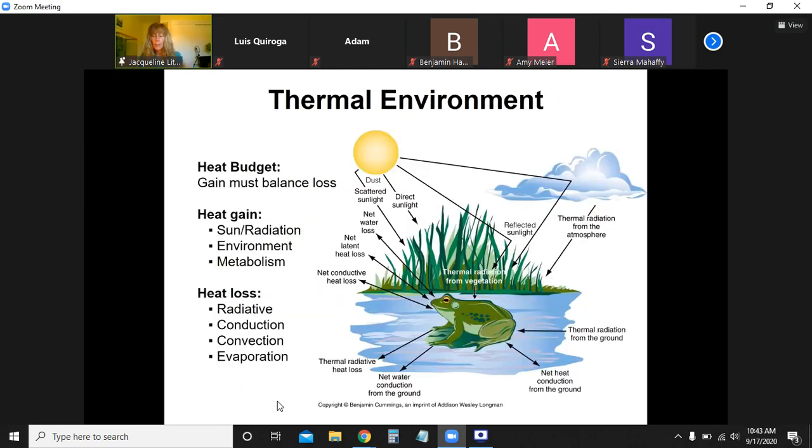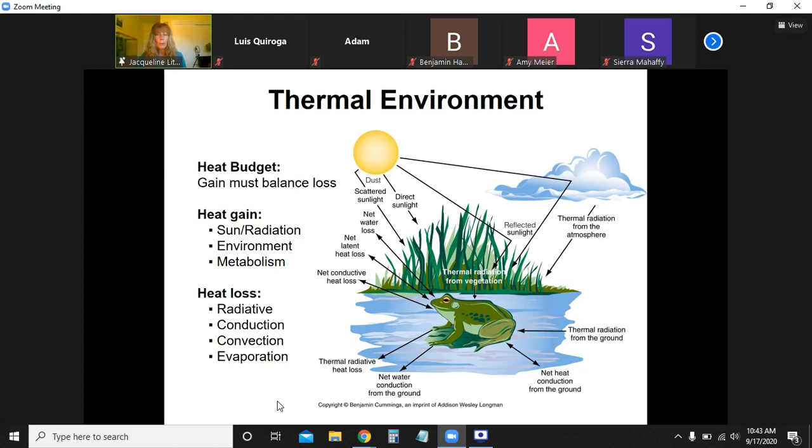Okay, and so all organisms have to maintain a balance between the energy that's in and the energy that goes out. They have to have a heat budget, right? So the gains must balance the losses. Heat energy gained and heat energy lost have to be in balance. The picture here shows you the exchange of energy between a frog and its environment. Again, a heat budget means that the thermal energy absorbed from the environment plus metabolic heat produced is going to have to equal the thermal energy that's lost from the body and also stored.